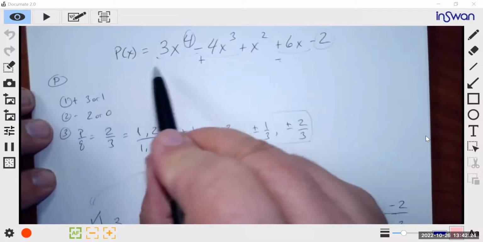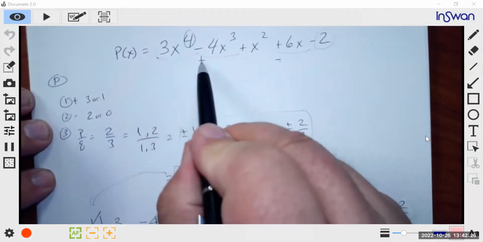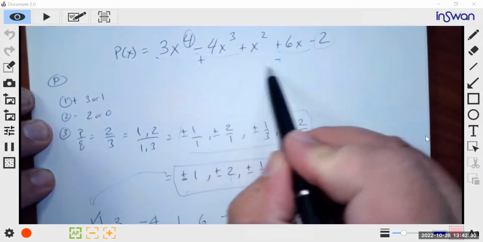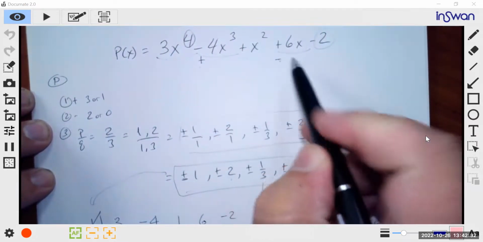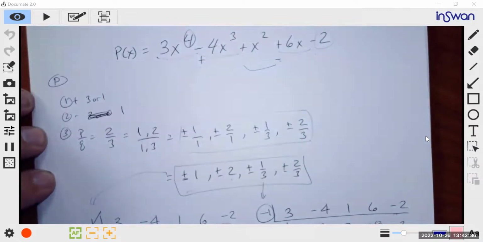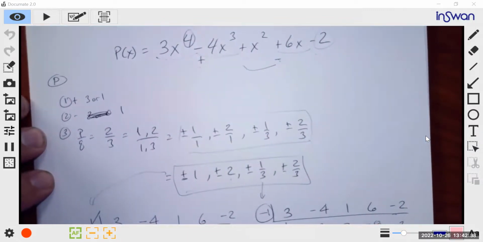So for the negatives, we have positive to positive, positive to positive, positive to negative, and negative. So we only have one sign change. We only have one sign change for negatives. We found it. So we're done with the negatives.